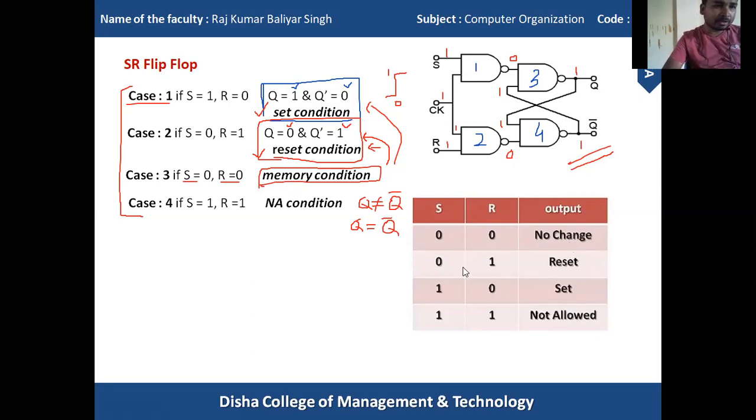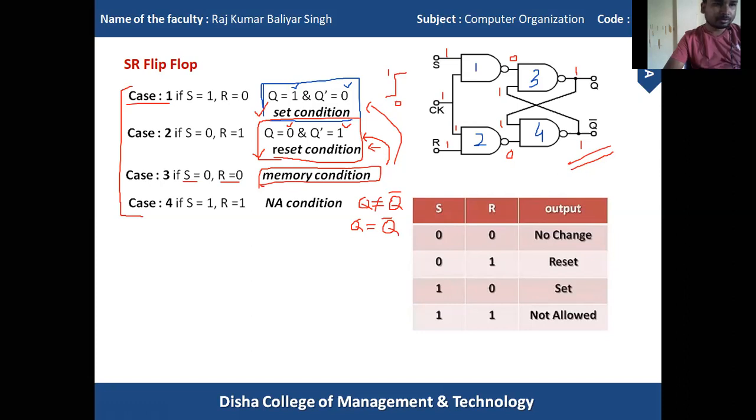When S equals 0 and R equals 1, we are getting the reset condition. At the same time, Q not is high and Q equals 0. For S equals 1 and R equals 0, we are getting the set condition. Whatever result comes, that is called set condition. In set condition, we have Q equals 1 and Q not equals 0. But when S equals 1, R equals 1, that is called not allowed condition or not applicable condition, basically a forbidden condition, because it violates the rule of the flip-flop, that is Q should not equal Q not.